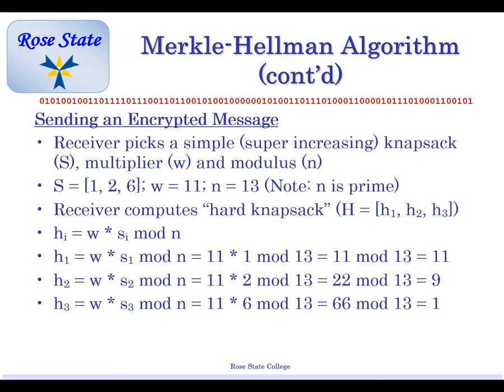Okay. So H2, which would be the second value, is W again, so it's 11, times the second S value, which in this example is 2. So 11 times 2 is 22. 22 mod 13. Okay? So we take the 13 in front of the 22, put our divisor symbol over it. 13 goes into 22 how many times? 1. What's the remainder? 9. So the answer is 9.